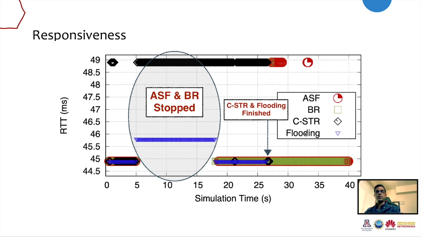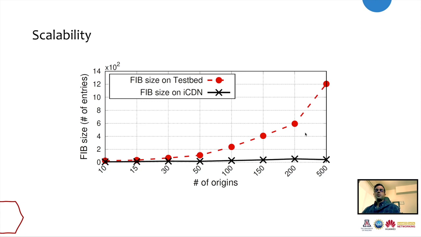Finally, in terms of scalability, we study iCDN and the testbed solution by measuring the FIB size on node 0 while increasing the number of origins and accordingly contents in a network. By increasing the number of origins in a network, the routing protocol requires the FIB on each node to store more and more information, even though a given node, in this example, node 0, might never receive any requests for some of the contents in the network.